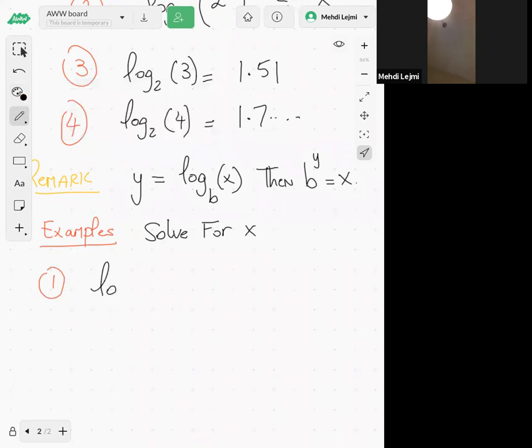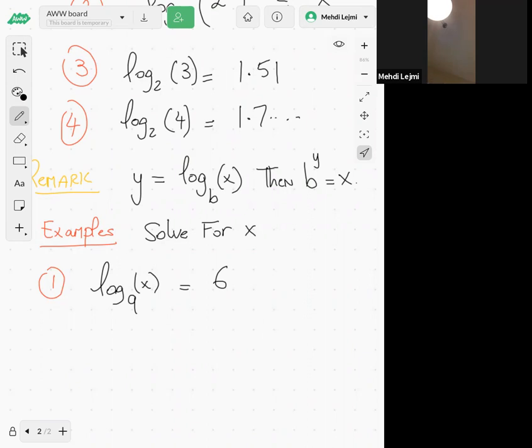Log in base 9 of x equal to 6. Okay. Log in base 9 of x is equal to 6. So we want to solve for x, right? You want to solve for x. So how can we do that, guys?